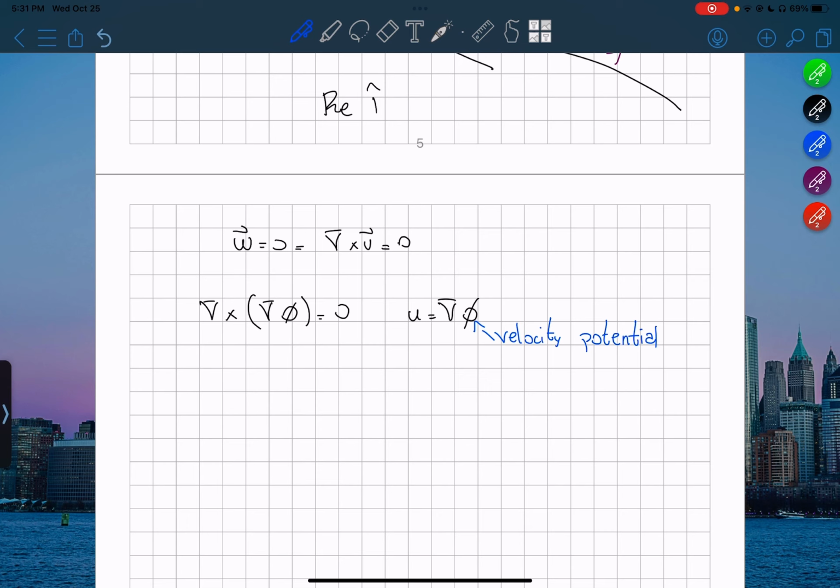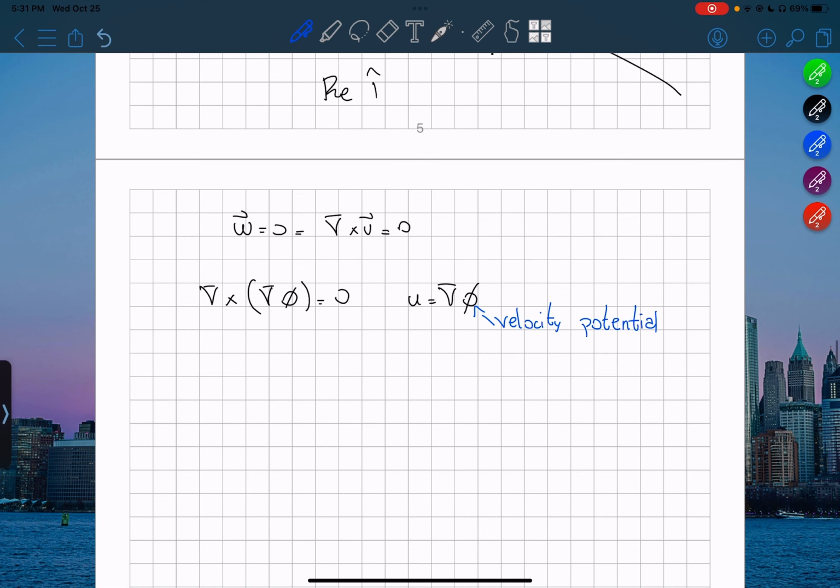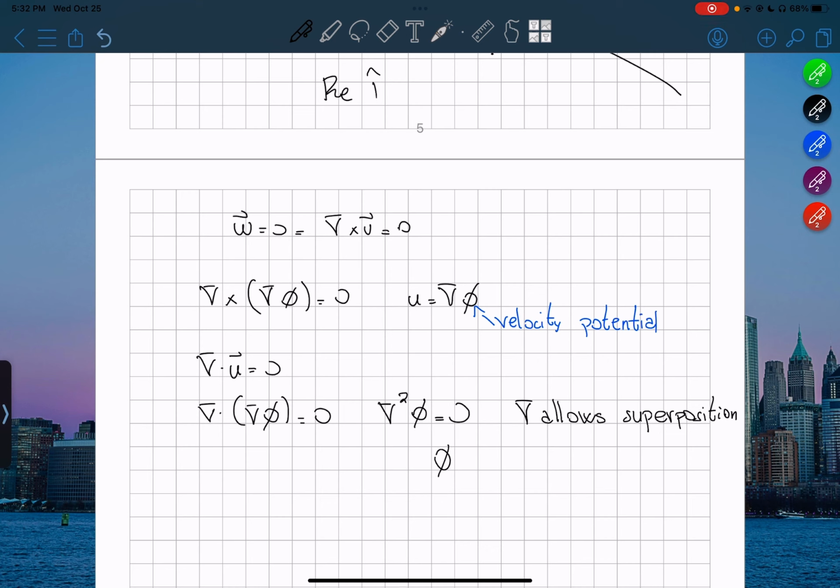So now we derive that we have a velocity potential here, and since we said that our fluid is incompressible, so divergence equals zero, we take the divergence of a gradient and say it equals zero. So the Laplacian of a potential field is equal to zero. The Laplacian is also linear, so it allows superposition. Our potential field can be the summation or the scalar multiple of two fields.